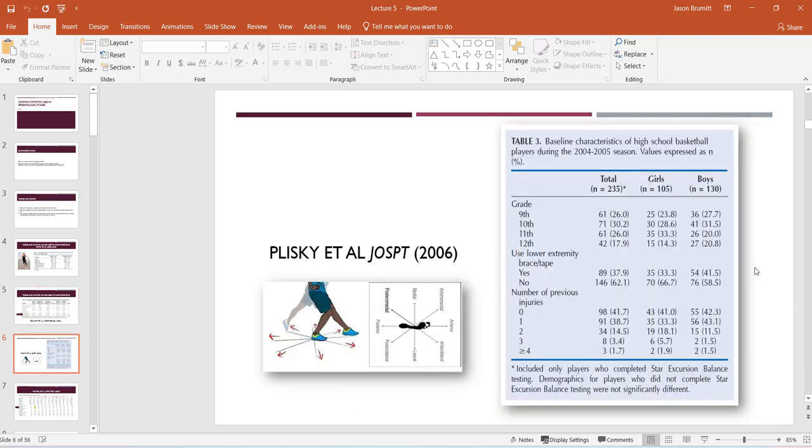Here's Plisky again, the creator of the Y-balance test. His first study at Rocky Mountain University utilized the STAR excursion balance test, which went on to inspire the Y-balance test. Here's just another example of presenting data and doing so by grade and other factors, comparing boys versus girls.